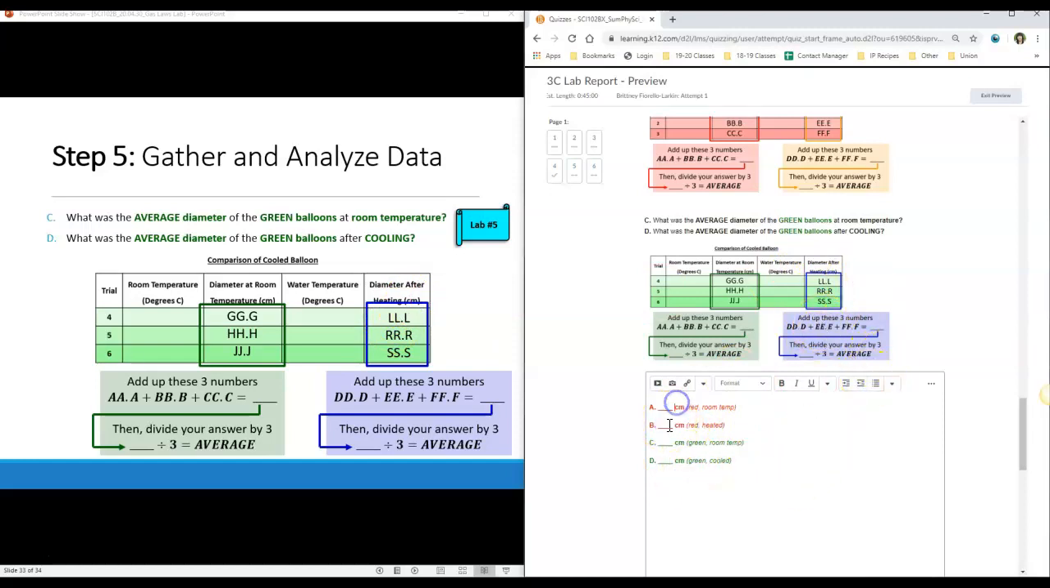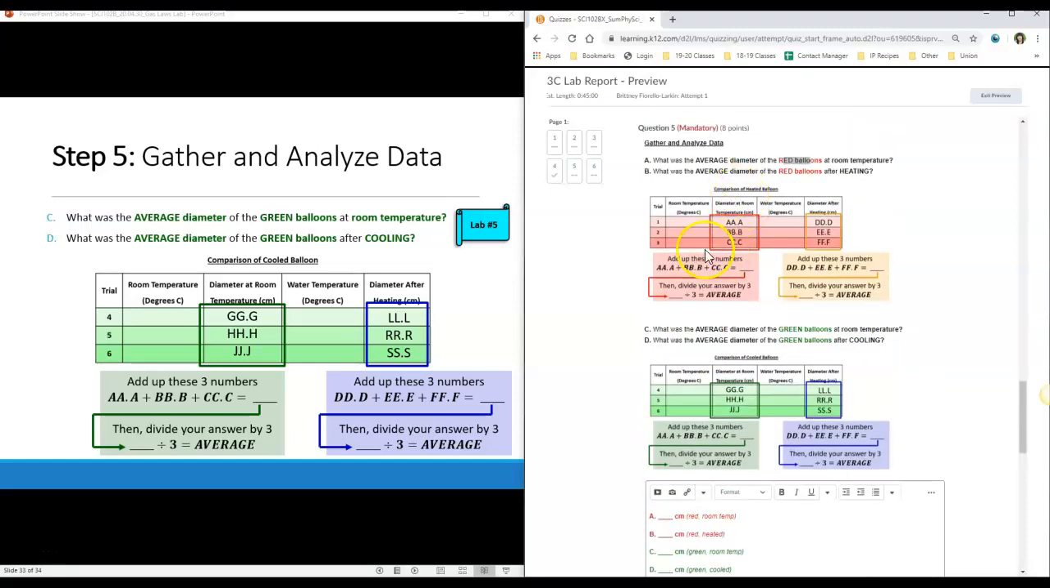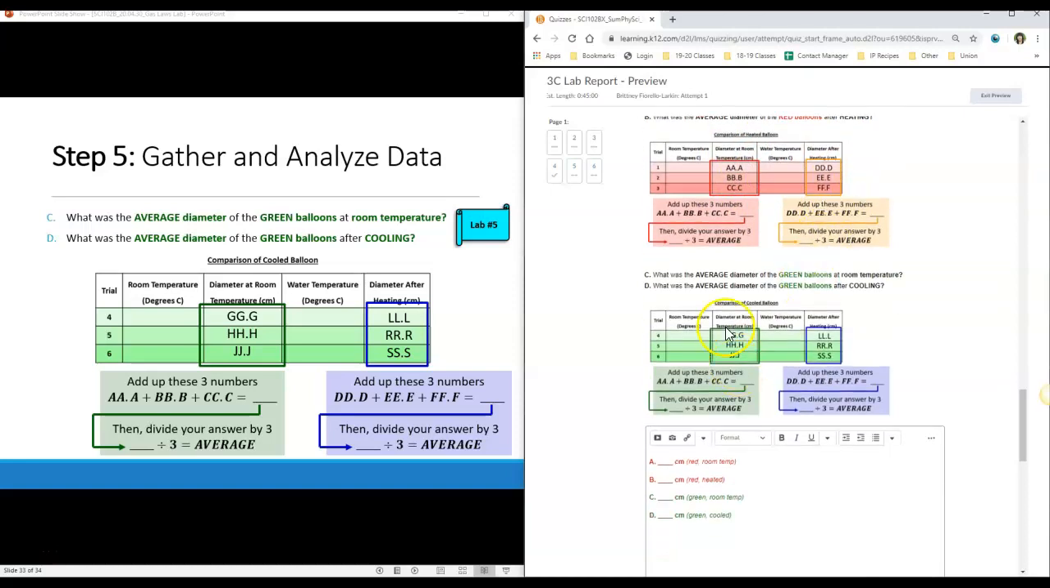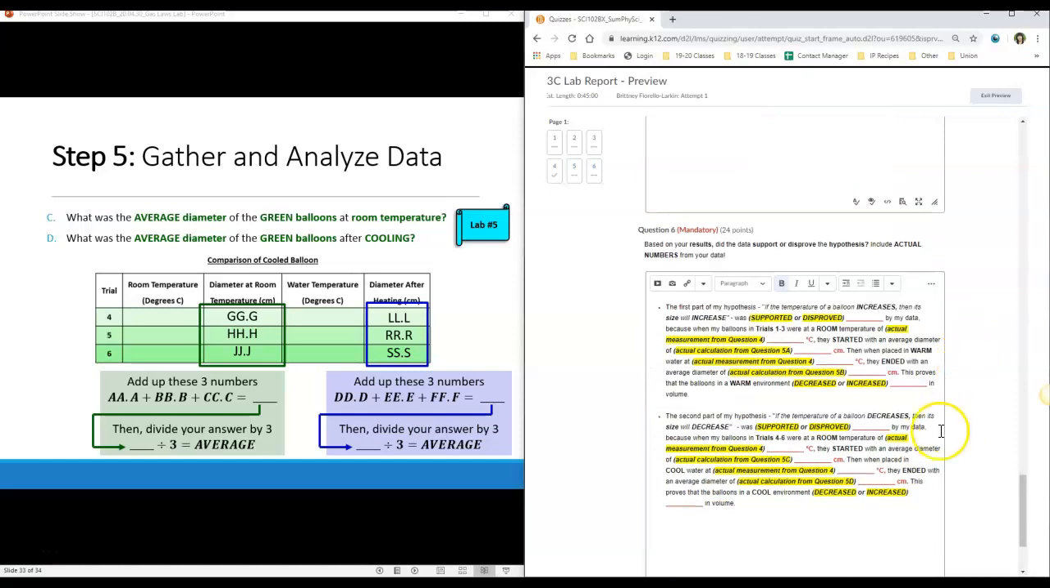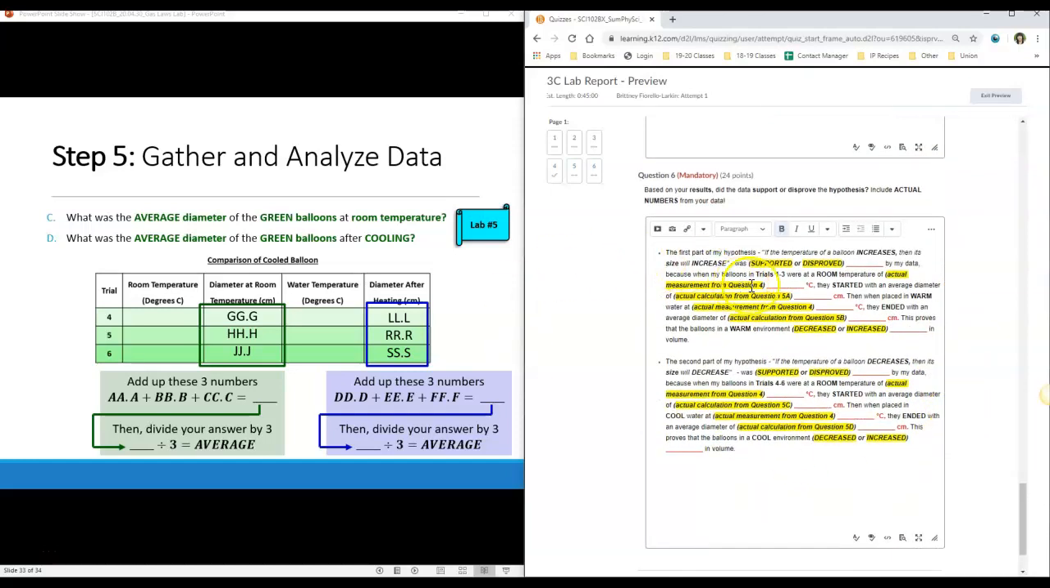And again, what we should see is that our averages still reflect this: from room temperature to heating, the heating average should get bigger, and for cooled balloons, the diameter after cooling should get smaller. Okay, once you've done that, you'll be able to fill out your conclusion.